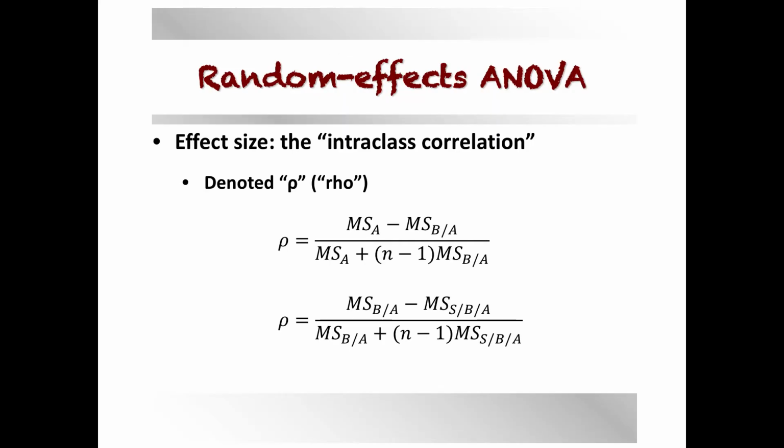And here's your effect size calculation. The intra-class correlation is denoted with this symbol that looks like a P, but it's actually a Greek letter rho. This is going to come into play for multi-level modeling in a minute as well. This is just the effect size for each effect. The first formula is for A, in this case half day versus full day, and the second one is for B, which is the groups. And you can see the error terms shake out there. B/A is the error term for A, and S/B/A is the error term for B/A. Lots of subscripts. Okay, so let me show you what this looks like in SPSS.